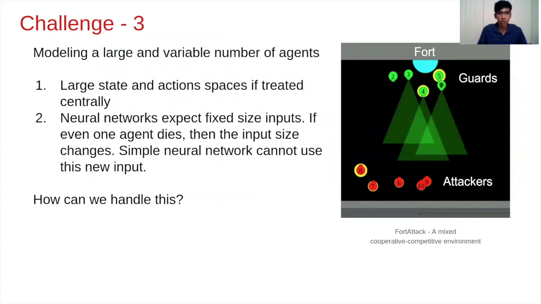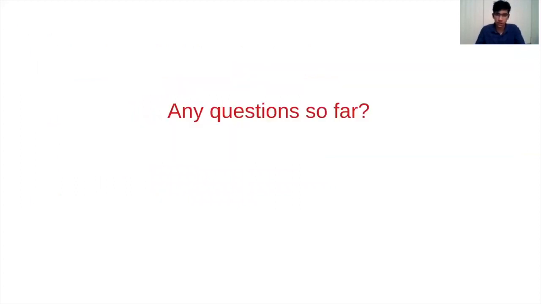The third problem is modeling a large and variable number of agents. Firstly, as you can see, already we have 10 agents over here, which is a large number of agents. How do we model all of them? And the second problem is that neural networks typically expect a fixed size input. So the neural networks that we use to model our policies would expect a fixed size input. Let's say at test time, one of the agents dies. So the size of the input would reduce for other agents, and that can't be handled by usual neural networks. They can't handle either a decrease or an increase. They want the same size of input that they saw during the training. So how do we handle this problem? So these are the challenges.